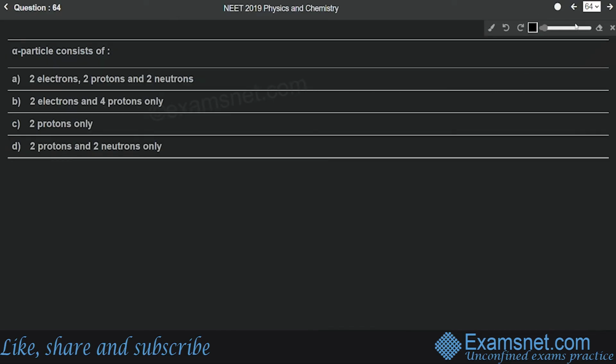Question number 64 is from the chapter atoms, and the question is alpha particle consists of. So out of the given options we have to find out the right composition of alpha particle. So how do we write alpha? Alpha particle is written as alpha 4 2 or helium 4 2. That means atomic number of alpha particle, this lower one, is 2, and atomic number is nothing but number of electrons or protons. So number of electrons or protons in alpha particle is equal to 2.